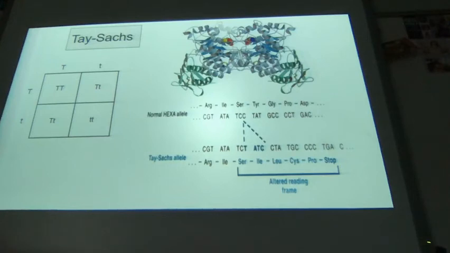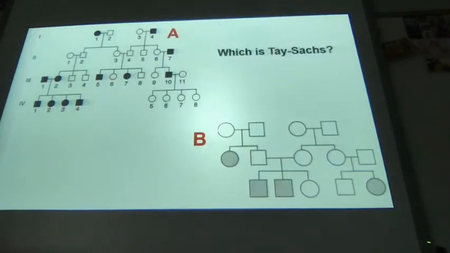Tay-Sachs. He's got a screw up. Do you see it? Do you see the mutation there? So there's your little thing, and there's all the good stuff, and then it throws on the Tay-Sachs pedigree. It's recessive, by the way.